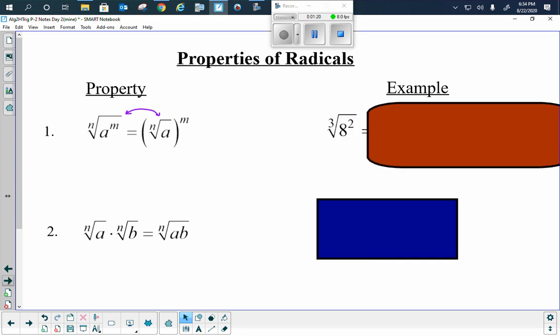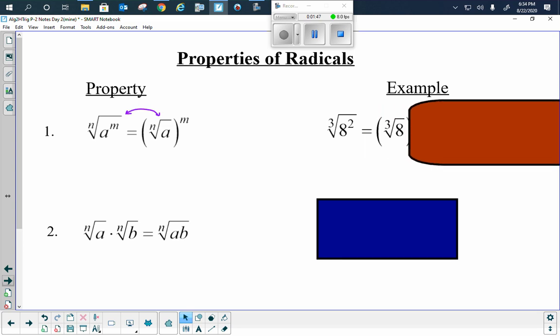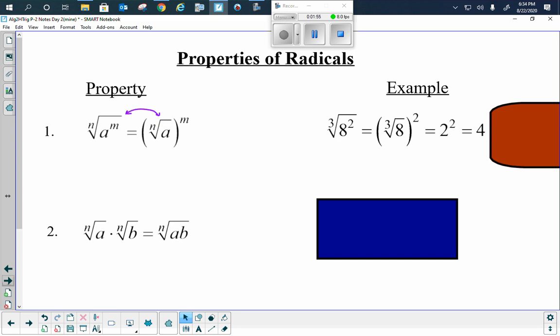So for example, if I had the cube root of 8 squared, well, I have options. I could say 8 squared is 64 and then figure out the cube root. Many of you may know that. But I think finding the cube root of 8 would be easier first because it's a smaller number, especially without a calculator. So I know that's the equivalent of the cube root of 8 and then squared. The cube root of 8 is 2, and 2 squared is 4. Again, think about what's appropriate for the problem you're trying to do.